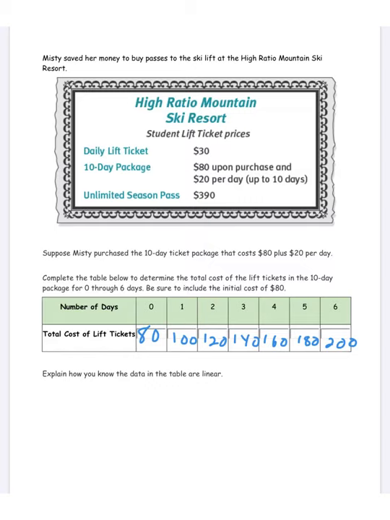So the question then becomes, explain how you know the data in the table is linear. Well, we know the data in the table is linear because it's increasing by a constant value each time. So basically, that line would have a common slope, which would make it linear, or a common difference, which would be that $20 that it increased by every day.